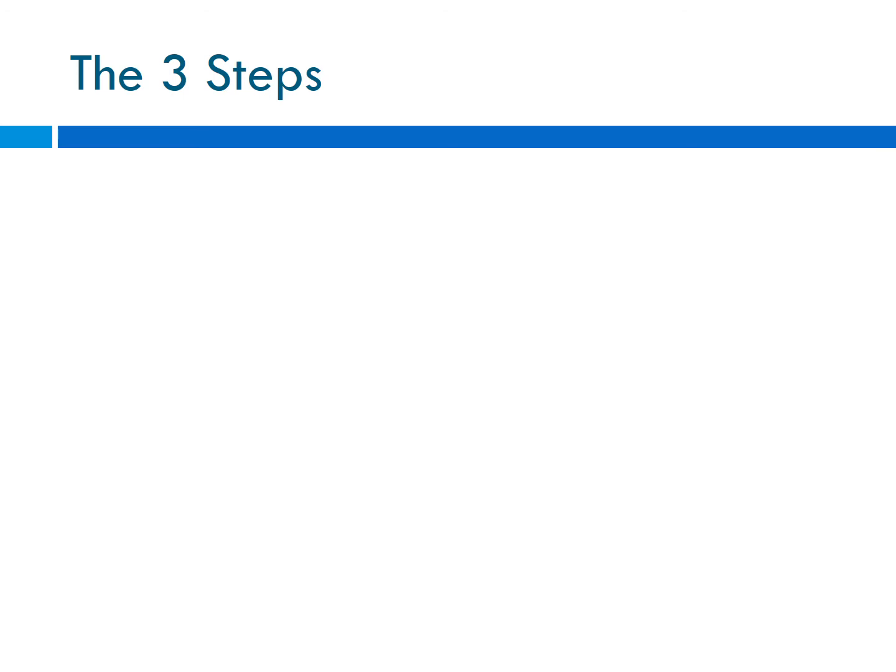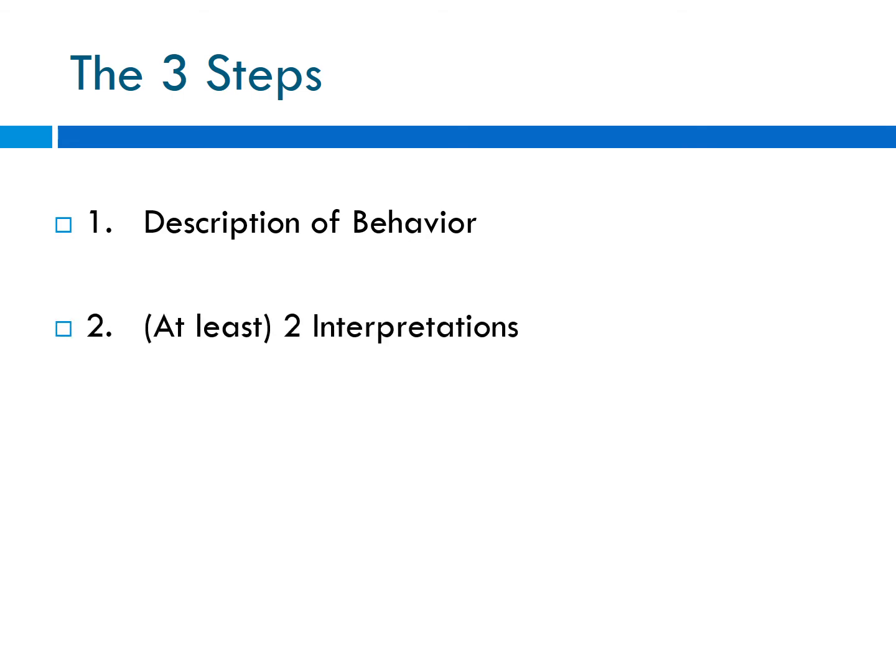I just want to overview the steps here, then we'll go through them each in more detail. So just to overview, perception checking is a 3-step process. First, it's about you telling the other person what you think happened. That's the first step, a description of behavior. Then you tell the other person what you thought the behavior meant. That's the next step, giving at least two interpretations of the behavior, whether it was something someone said or did.